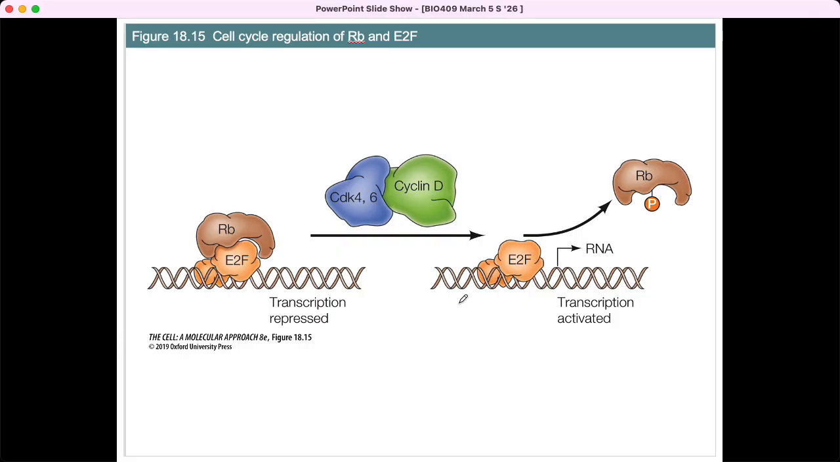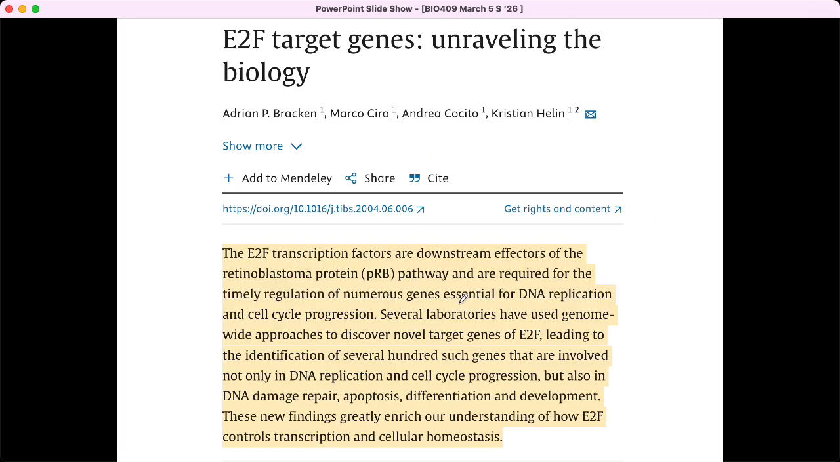But there's retinoblastoma. You can do that. We know so much about gene expression. You're like, okay, I could draw that. Okay, like that. So then these E2F target genes, right? What do they do? I mean, these E2F transcription factors that retinoblastoma is blocking, what do they want to do, right? The E2F transcription factors are downstream effectors of the retinoblastoma protein pathway and are required for the timely regulation of numerous genes essential for DNA replication and cell cycle progression.